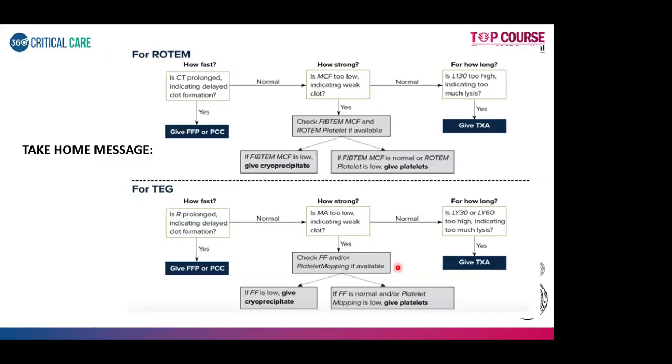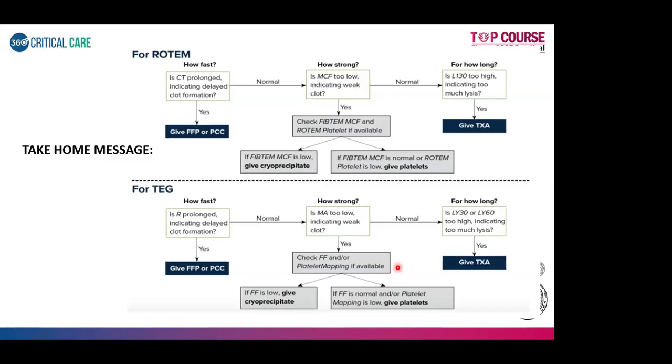For TEG, as a summarization, you just have to answer me. I'll ask you questions. In TEG, what does R time tell you? If R time is prolonged, what does it mean? Depletion of the clotting factors. Excellent. I've given you the answer on the slide; you can see the slide and answer.